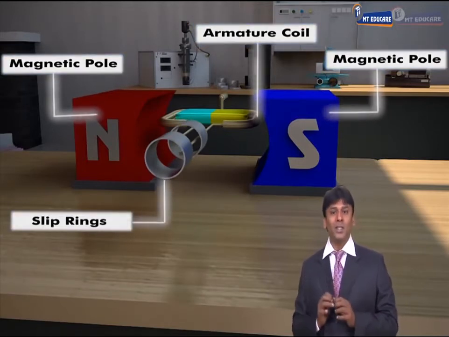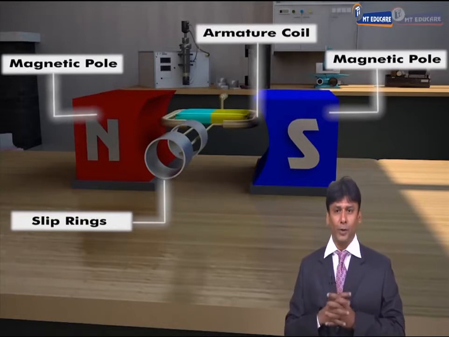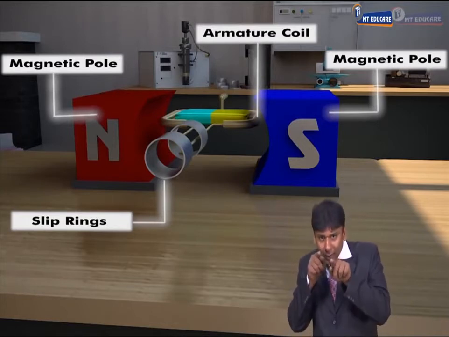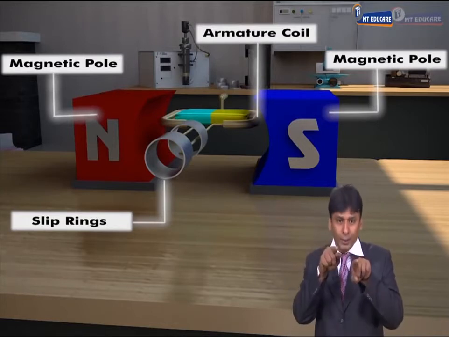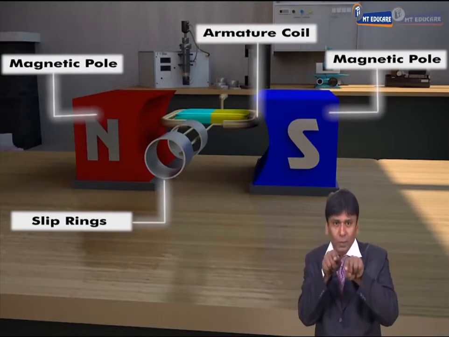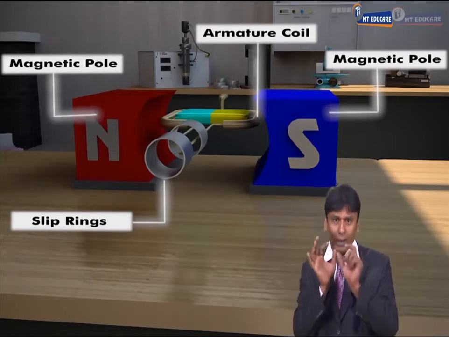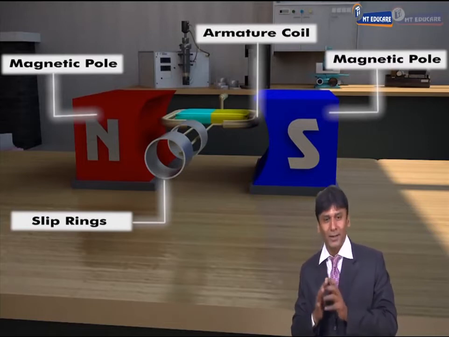This part is called the slip ring. It plays a very important role. Inside, you can see, inside the slip ring are two wires, and these wires can slip through these rings, and that is why these rings are called slip rings.